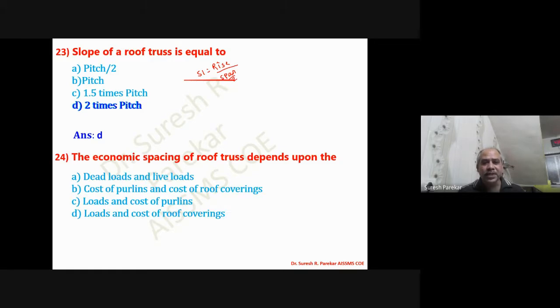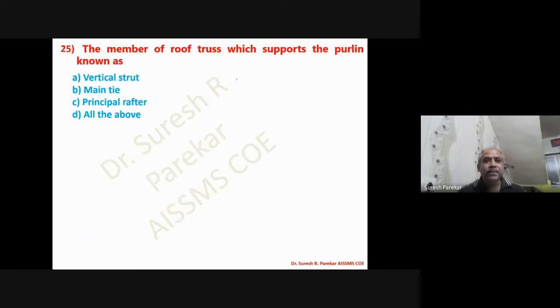Then the economic spacing of roof truss depends upon the cost of purlins and the cost of roof coverings. B option. The member of a roof truss which supports the purlin is known as the principal rafter, where we are going to place these purlins.